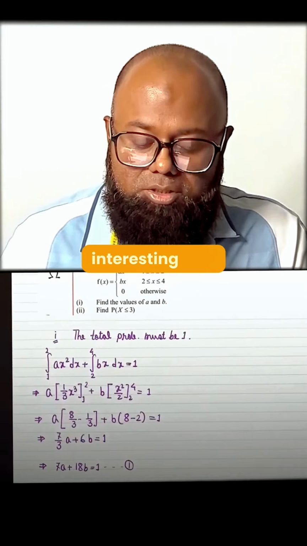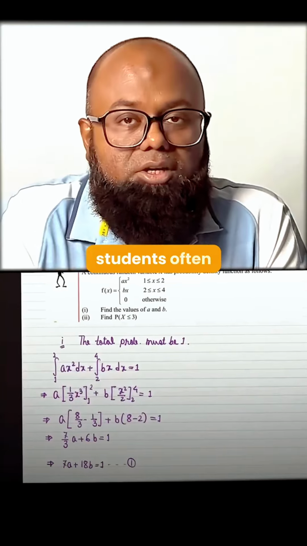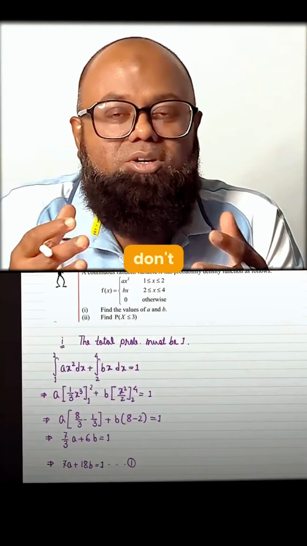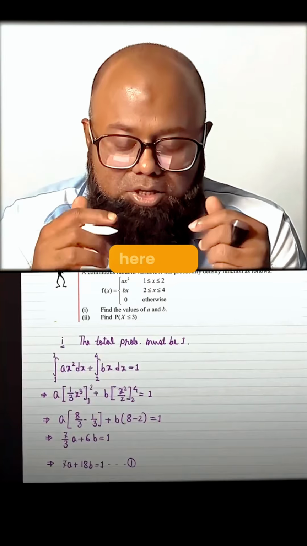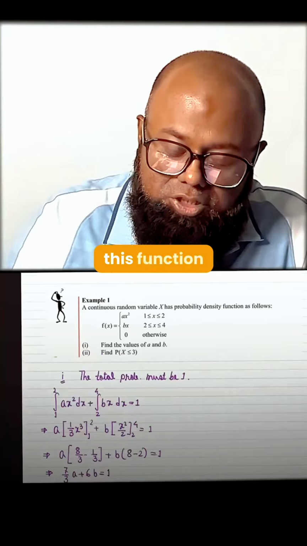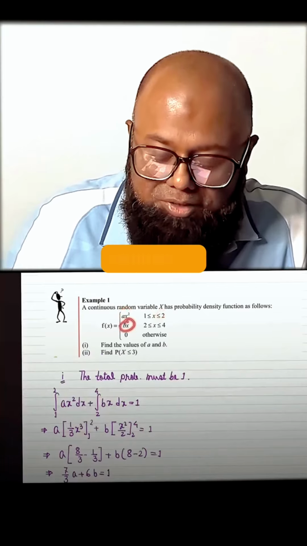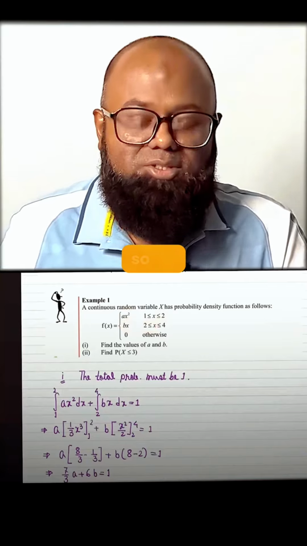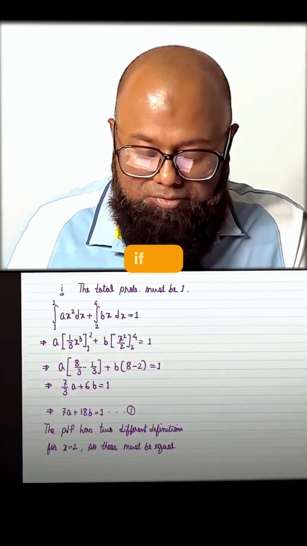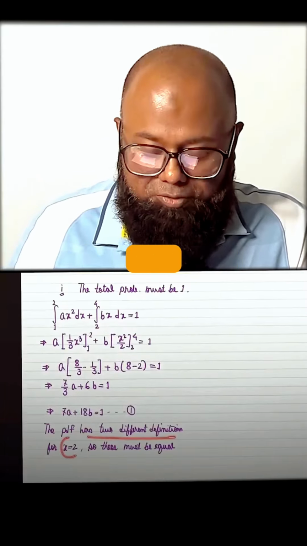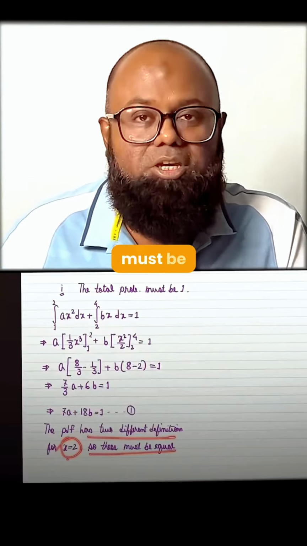Now, the most interesting part is that students often get confused after this step. They don't understand what to do next. Here you can see that this function is defined for x equal to 2. This function is also defined for x equal to 2. So we can write like this. If the PDF has two different definitions for x equal to 2, these must be equal.